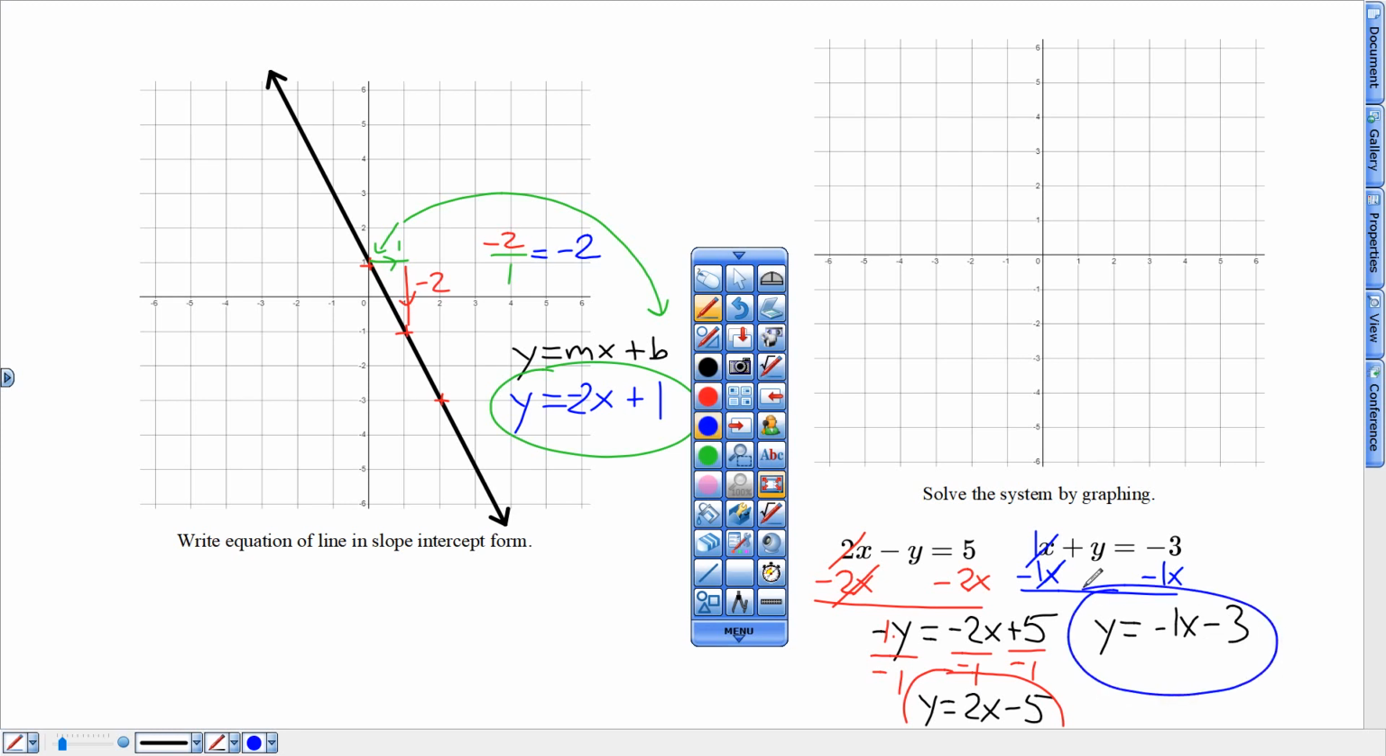All right, graph that red one. Starting at negative 5, that's this number right here. And then I look at this number to tell me where I go. That is 2 over 1. Right 1, up 2. Right 1, up 2. Draw a line through those. Use a straight edge if possible. All right, do the one in blue. Starting at negative 3. And then that negative 1 number right here, if I write that as a fraction, that's right 1, down 1.